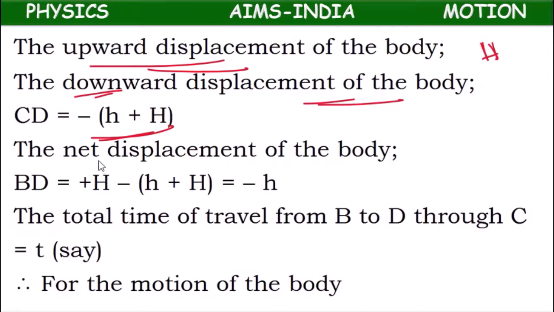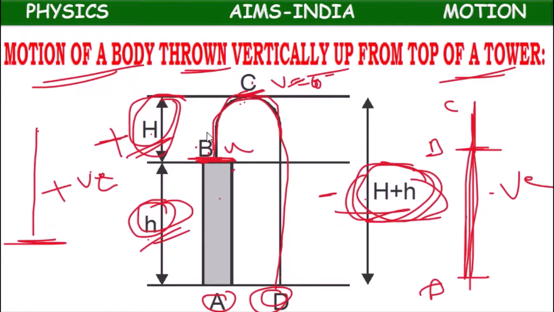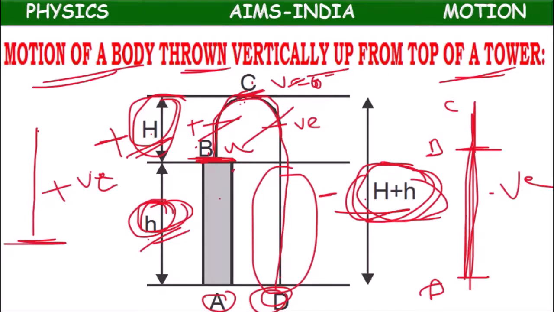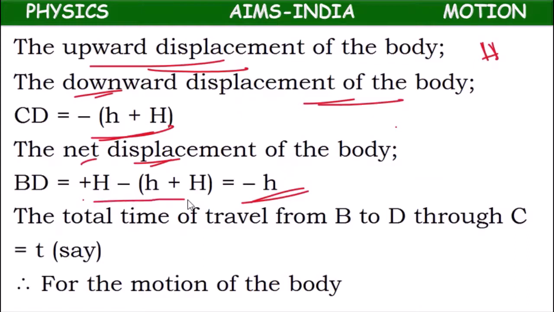Net displacement means we have to add both. As they are vectors, along with the sign we have to add. Plus H minus of H plus h. Both we have to add. Plus H minus H cancel, and minus h will come. Net displacement means this part positive, this part negative, this part cancels, only this part will remain. But in the downward direction, minus h. So if we add, plus H minus H cancel, only minus small h will remain.